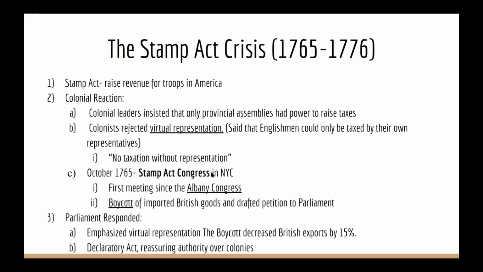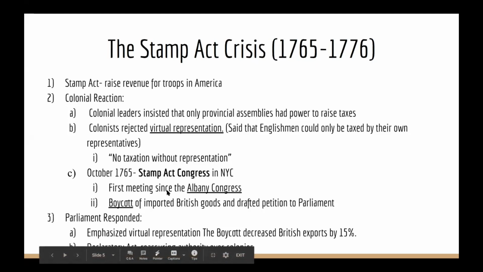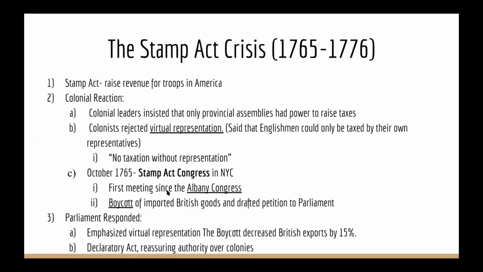And because of all this anger, in October 1765 in New York City, they had the Stamp Act Congress. This was the first meeting since the Albany Congress, where the Albany Plan of Union was first drafted. The Stamp Act Congress was officials from each colony who came to New York and decided that they would boycott British goods. They drafted a petition to Parliament saying that they didn't like what was going on and wanted an alternative.